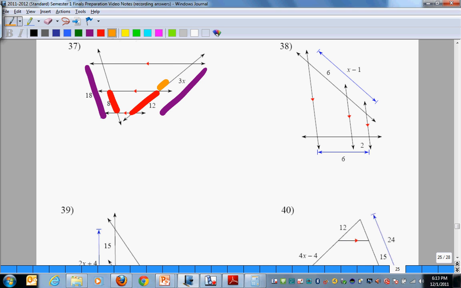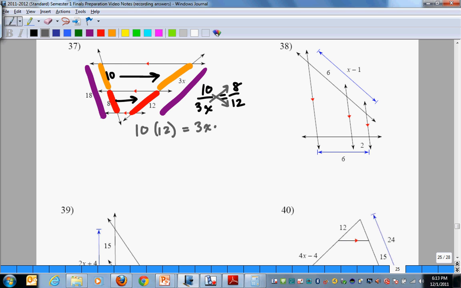We could also match this, 3x plus that, because we can find that orange, which is 18 minus 8, so it's 10. So we're a little bit more simplistic. We can go 10 over 3x equals 8 over 12. Cross multiply. 10 times 12 equals 3x times 8.